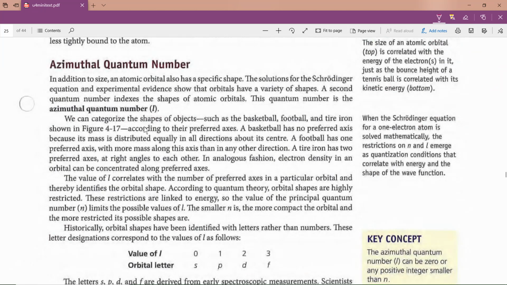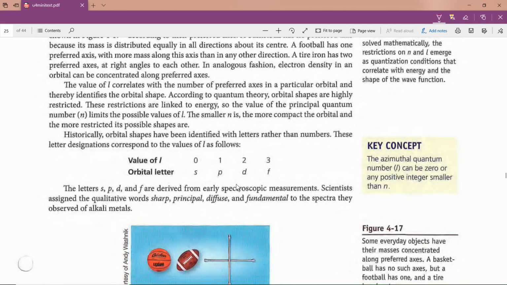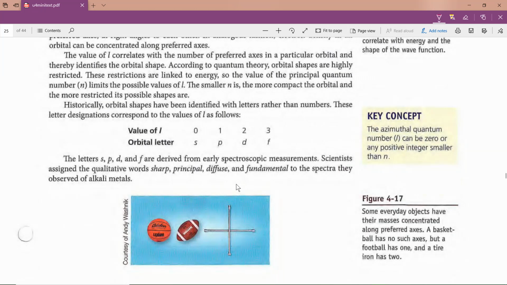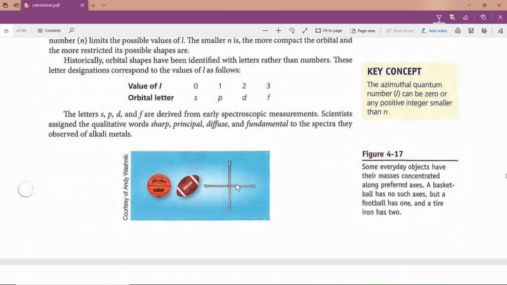The azimuthal quantum number, which I said is also known as the angular momentum quantum number, gives you the shapes of the atomic orbitals, and this is given the letter lowercase l. The value of L correlates with the number of preferred axes in a particular orbital. And so you have restricted shapes, and they're linked to the energy, so they aren't totally independent. They're dependent on the n value. The smaller n is, the more compact the orbital and the more restricted its possible shapes.